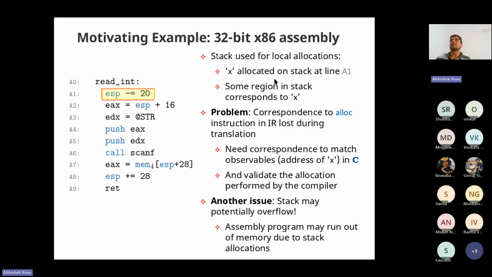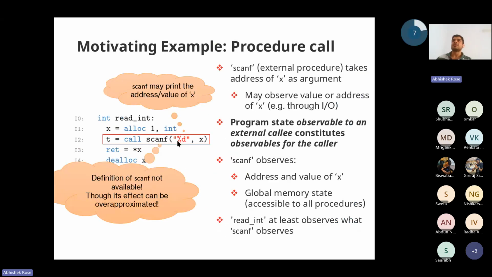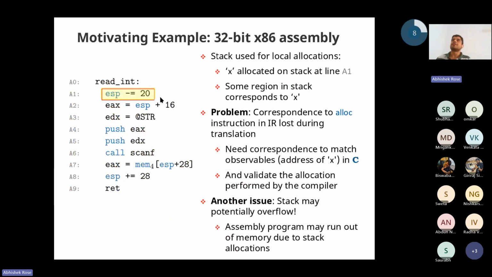So our problem is that because the scanf procedure is observing the value of x, we must establish a correspondence between the stack address and the address returned by the alloc operator. As you can see, this correspondence which we require is lost by the translation from C to assembly, or the IR to assembly. And this correspondence is what we need to recover to be able to relate the two scanf calls. So this is problem number one.